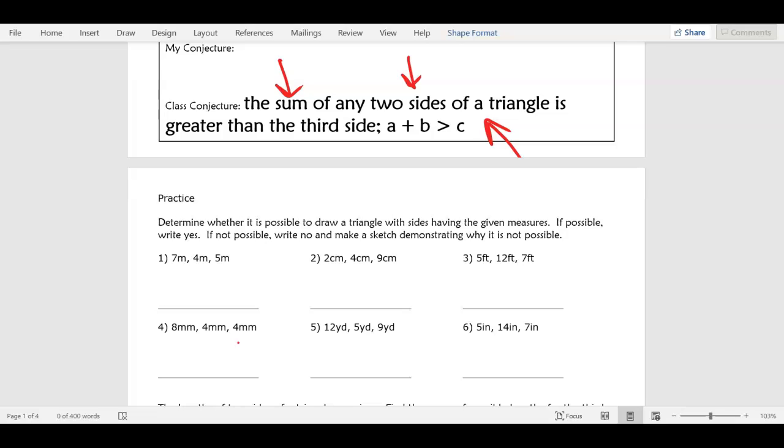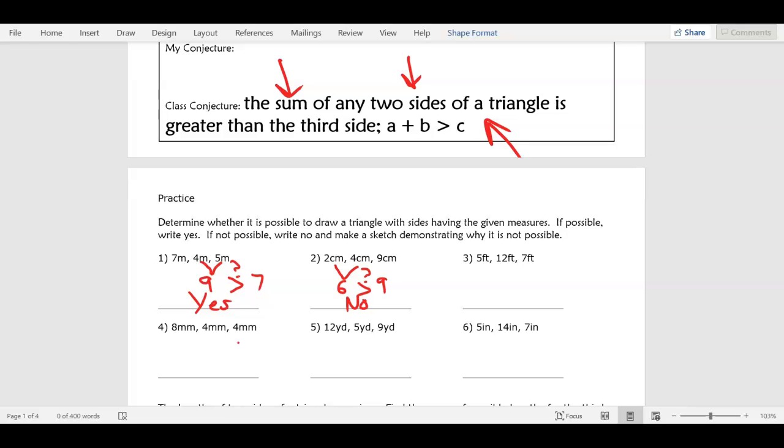A plus B, the two smaller ones we need to add together. What are the two smaller ones on number 1? 4 and 5. Add them up and I get 9. Now here's the question. Is 9 greater than 7? It is. So does it make a triangle? Yes. Okay. That's it. It can't be equal and it can't be less. Number 2, what are the smaller ones? 2 plus 4 gives me 6. Is 6 greater than 9? It is not, so put no, not a triangle. It'll never make a triangle.